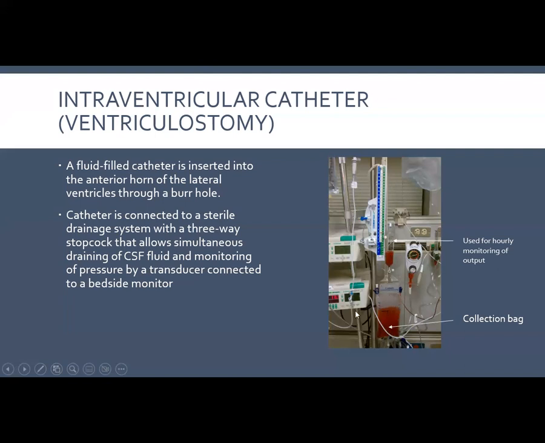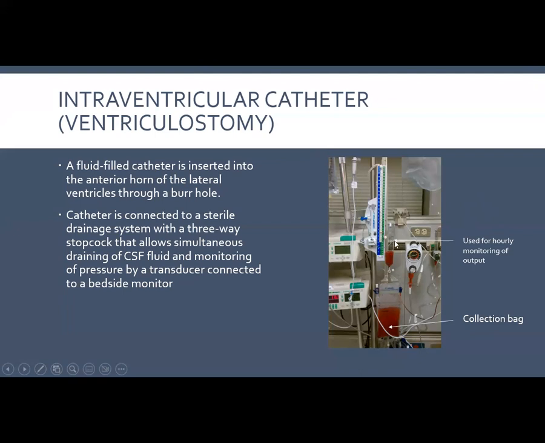Now with it, sometimes providers will take samples from the catheter or give medications through the catheter. However, as a registered nurse, we do not do that. So do not take any of the CSF fluid out, because remember, you're still taking cerebrospinal fluid. This is all cerebrospinal fluid. So you can cause a lot of damage to the patient.